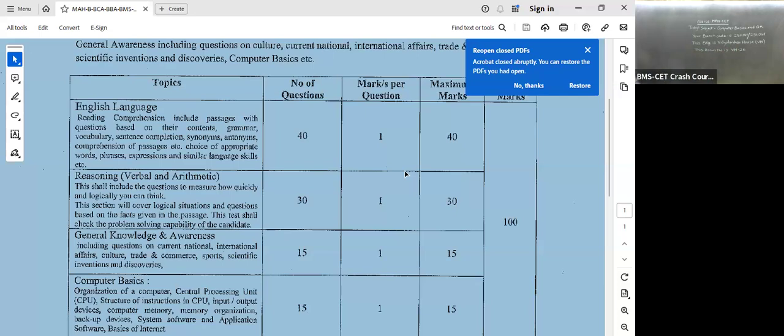So I think I'll start with computer basics first, and you'll get the worksheets, and sometimes we'll discuss the worksheets as well.